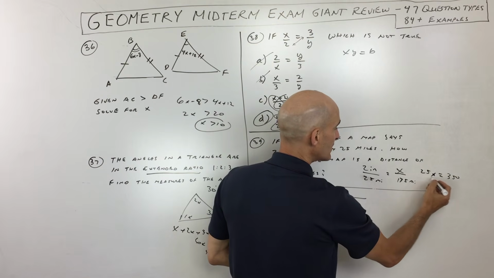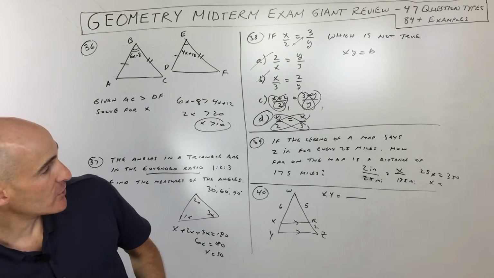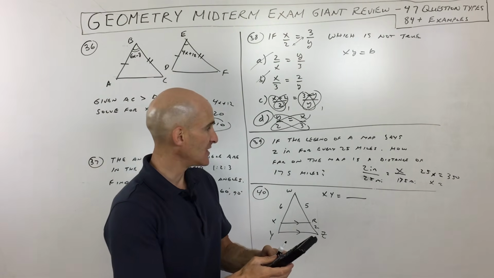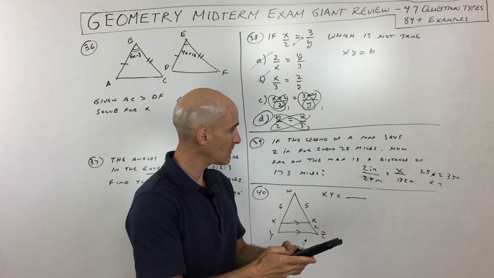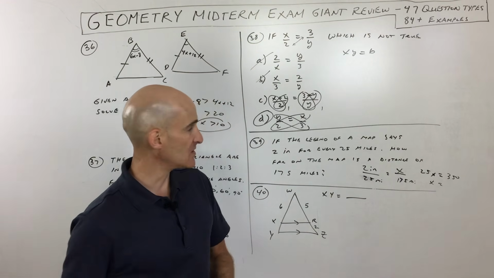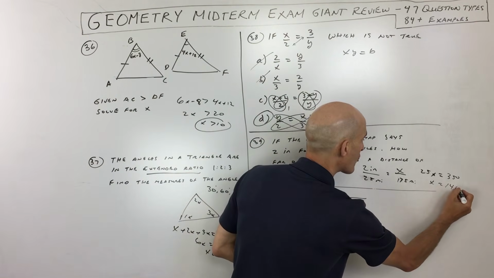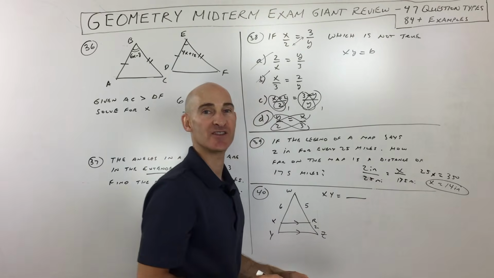which is 350. Divide both sides by 25, and what does that come out to? I think it's 14. Let me double check real quick. Yep, 14, so that's it. So it would be 14 inches on the map. And remember, when you do your word problems or your story problems, you want to put your units.